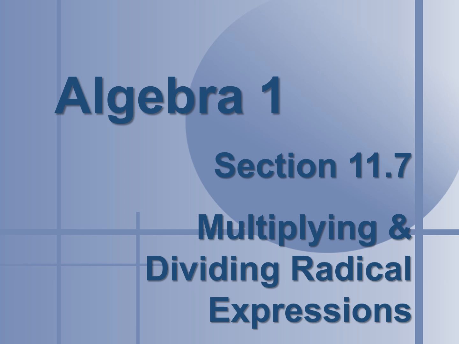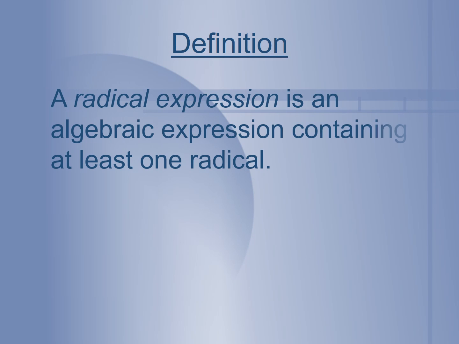Now that we know how to multiply and divide radicals, we can look at how to multiply and divide radical expressions. And just a reminder, an expression is just one or more terms that are separated by an operation such as addition and subtraction. So a radical expression is an algebraic expression that contains at least one radical. So at least one of the terms is going to have a radical.